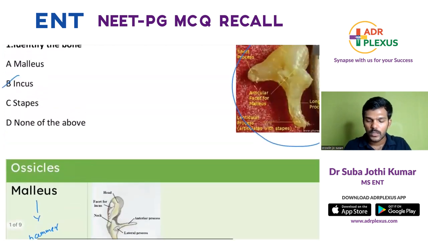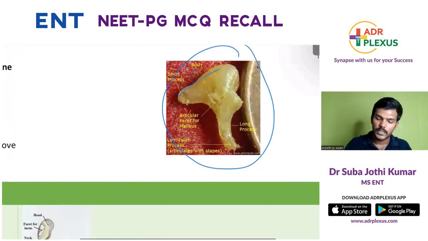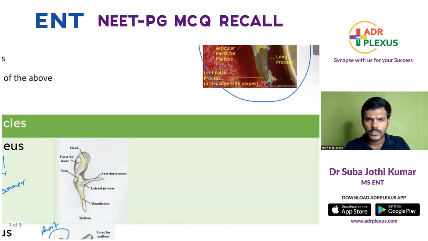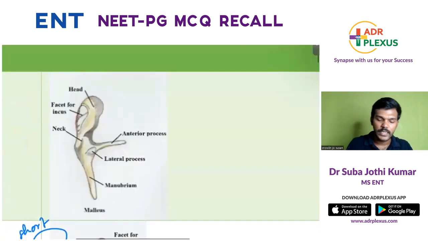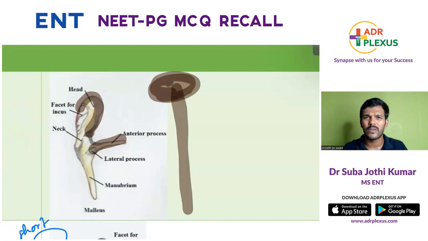Okay. So how could you have identified this bone in the exam? First, you think of the shape. Second, you can think of the processes. This is the long process, lenticular process, short process. So these three processes should have come to your mind while identifying this bone as incus. Many would have confused it with malleus. Malleus clearly has an anterior process. The head, the shape of the malleus will be like a hammer. That should have given you a clear idea to differentiate between malleus and incus.